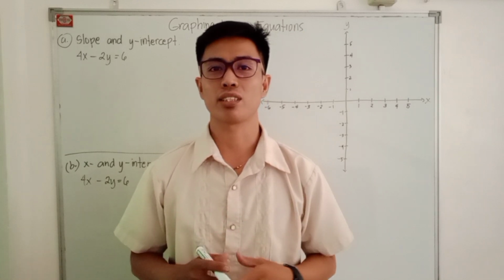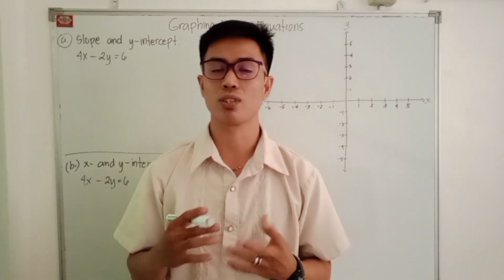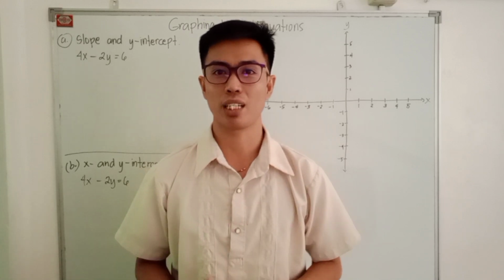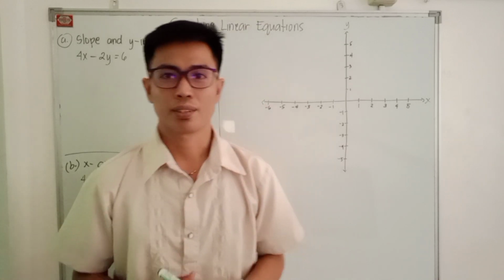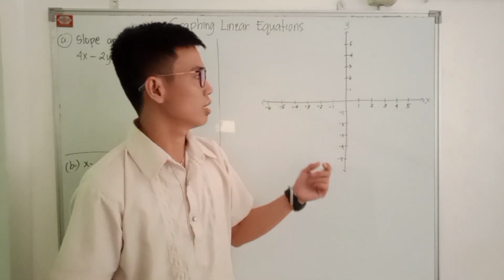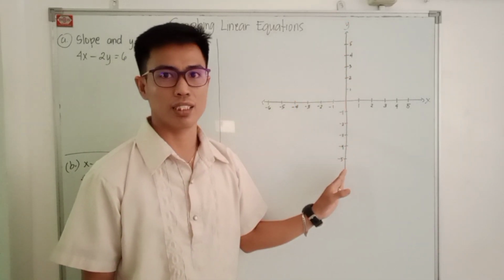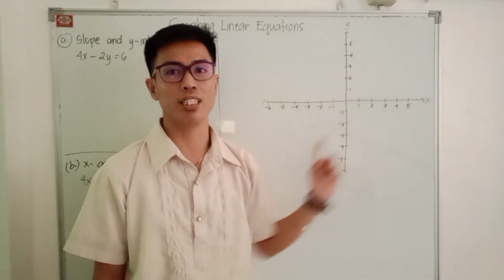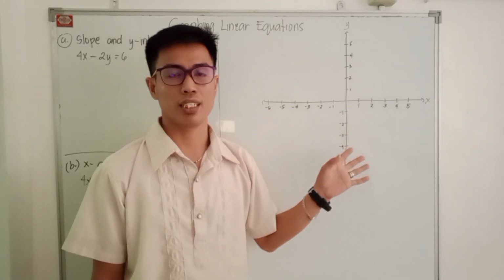So for today's lesson, ang pag-uusapan natin is how to graph a linear equation. So paano nga ba tayo mag-graph ng linear equation? So I have here the coordinate plane or the xy plane. So the vertical line is what we call the y-axis, and the horizontal line is what we call the x-axis.